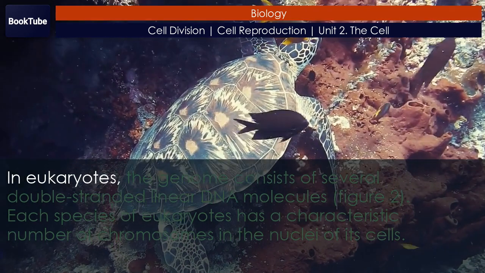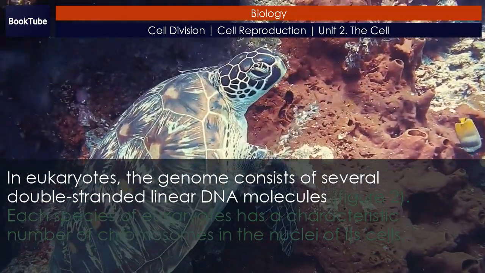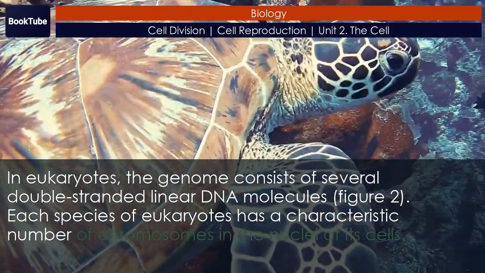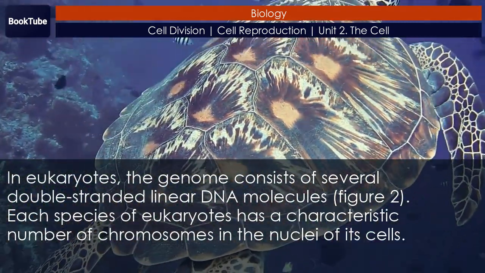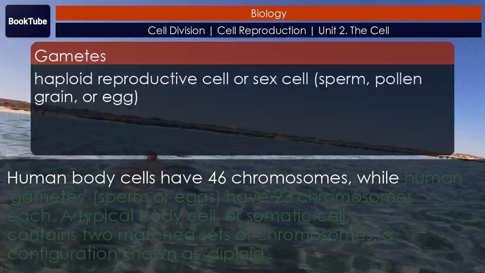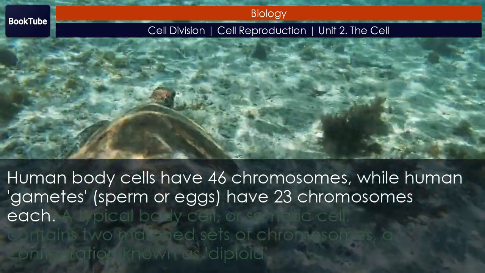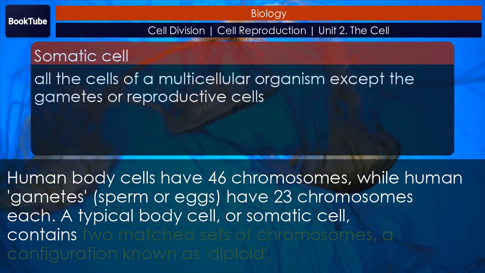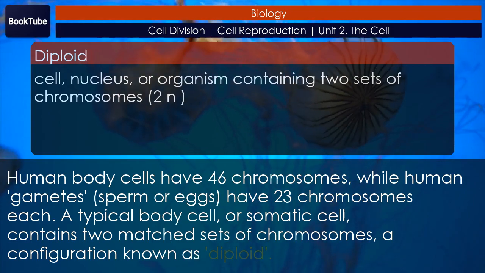In eukaryotes, the genome consists of several double-stranded linear DNA molecules. Figure 2. Each species of eukaryotes has a characteristic number of chromosomes in the nuclei of its cells. Human body cells have 46 chromosomes, while human gametes, sperm or eggs, have 23 chromosomes each. A typical body cell, or somatic cell, contains two matched sets of chromosomes, a configuration known as diploid.